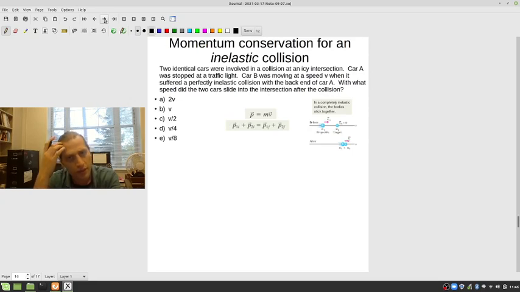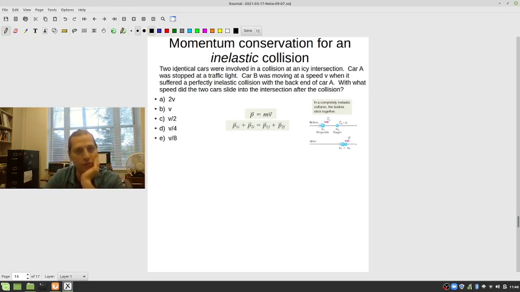Here's a problem that's a little more tricky, but still not too bad. Again, this is going to be one of those cases where it's an inelastic collision. You have less kinetic energy at the end of the story than you have at the beginning. As the two cars crash into each other, some of that energy gets converted into heat. And let's see how this works.